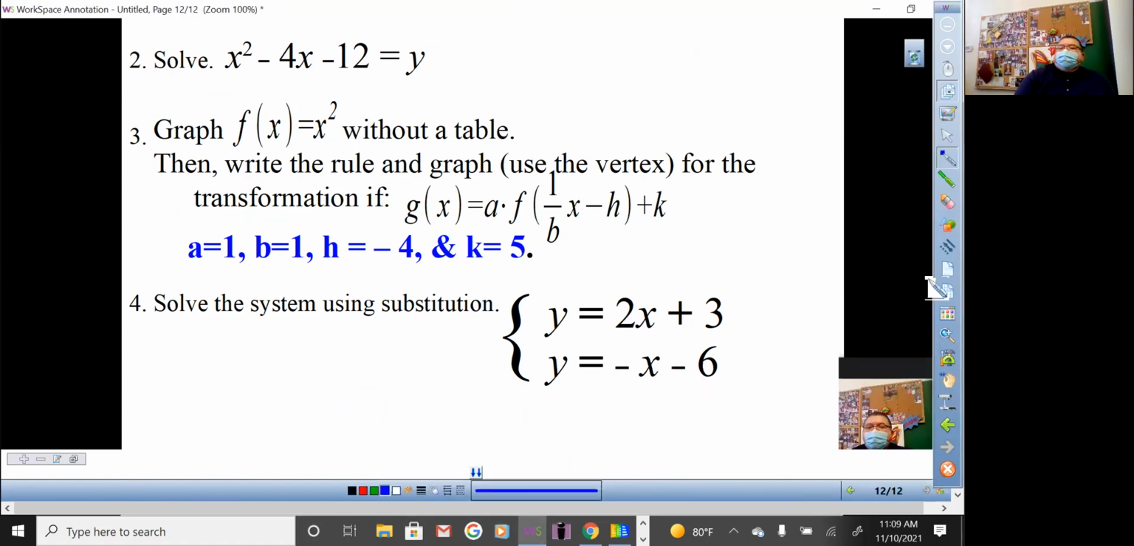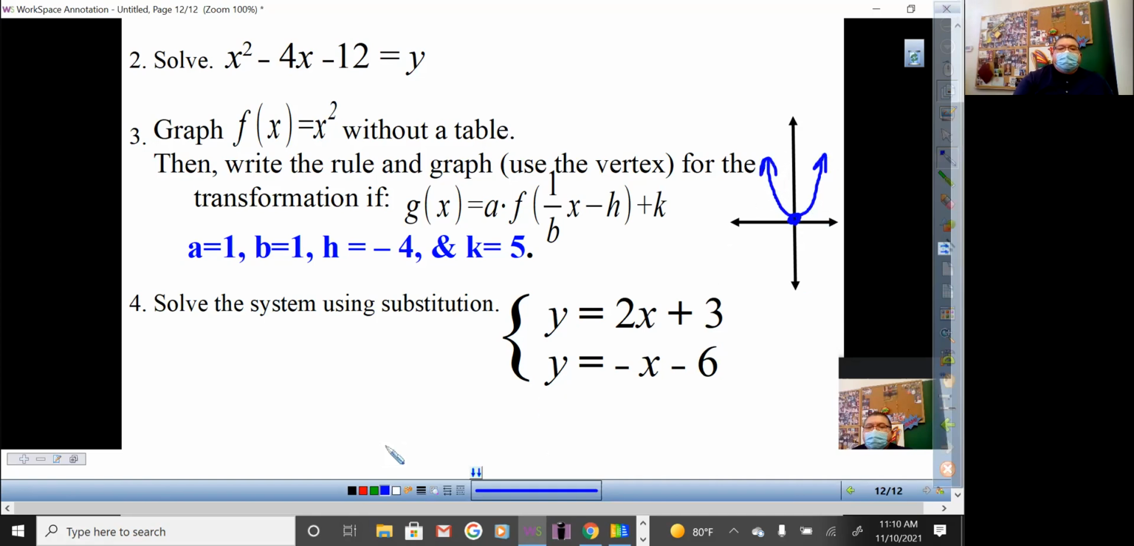All right. So first, let me graph the original parabola. The original should go somewhere right here. So far, so good, yes? Yes, Mr. Q. All right, good. And then our general rule, if I substitute here 1, and then the -4 there and the 5 there, what would be our general rule?